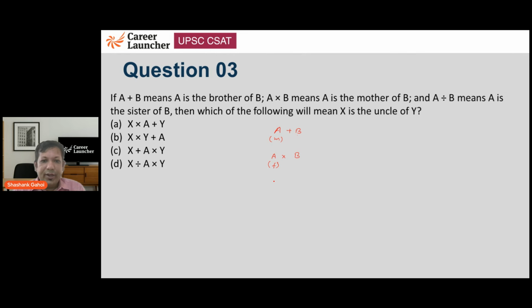Okay, A divided by B. So A divided by B means A is the sister. A is the sister means A has to be female. Okay, so B हो सकता है A का भाई हो, A की बहन हो.